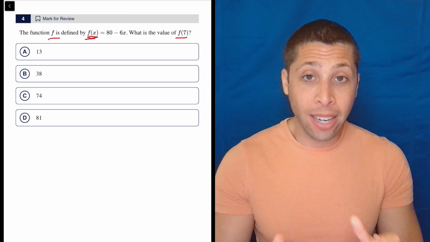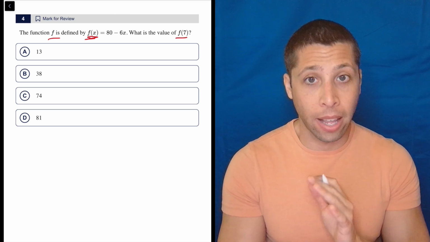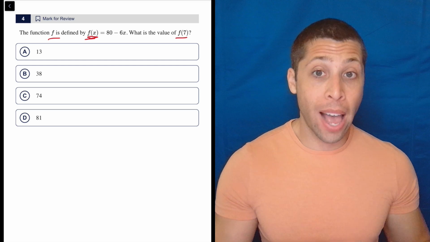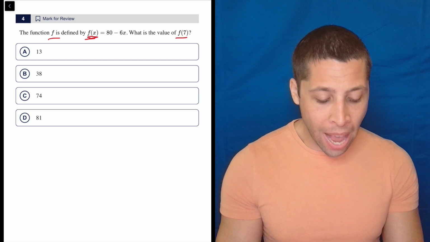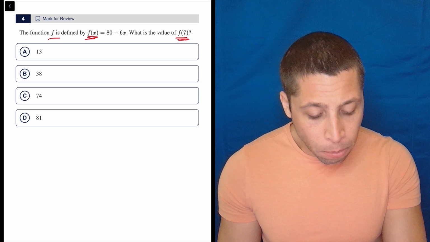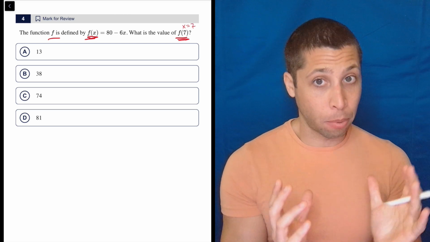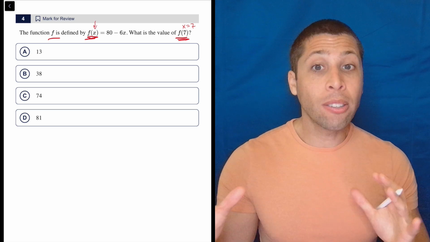This f of x is not f times x. F is not a letter in the same way that x is a letter, or that y is a letter. Together, the f of x kind of represents the y coordinate of a point. But what we are asked to do here is substitute 7 in for x. Notice that the 7 is in the parentheses. That's the same place where the x is on the other side. So that's a good way to remember this.